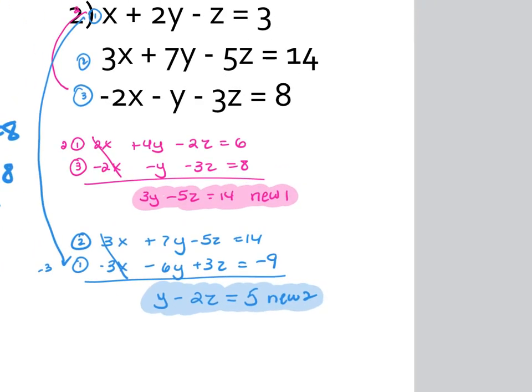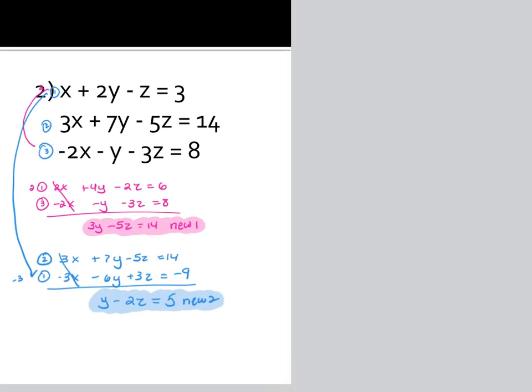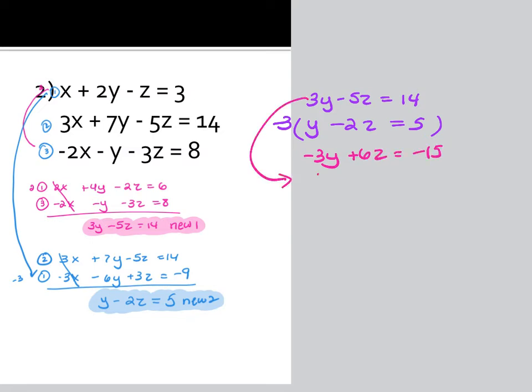So you could have done it differently, but at this point you should still be down to 2 equations with 2 variables. Then we're going to do new 1 and new 2. And I solved for z, so I did times negative 3. So we did the bottom by negative 3, and by we, I mean you. Negative 3y plus 6z equals negative 15. Bring down the 3y minus 5z equals 14. And there's our first variable.